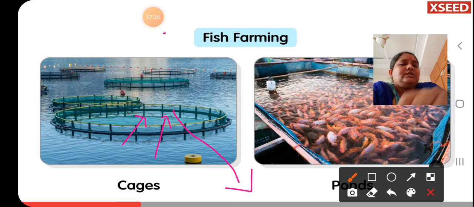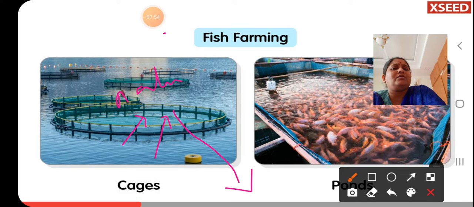In this cage farming method, the first and foremost thing we notice is that different varieties of fishes and prawns are grown together. You are not growing a single variety here, you are growing different varieties of fishes together in the same cage, because it is a natural water body where you are placing the cage.